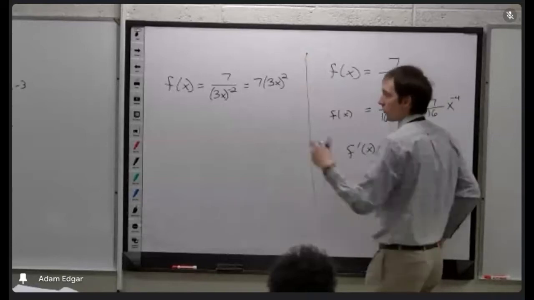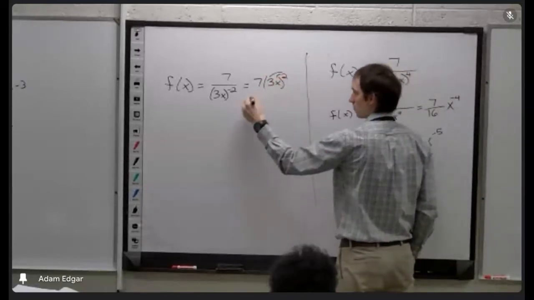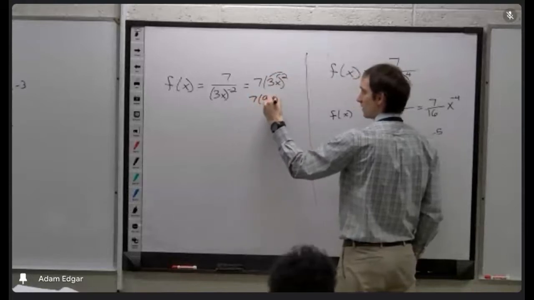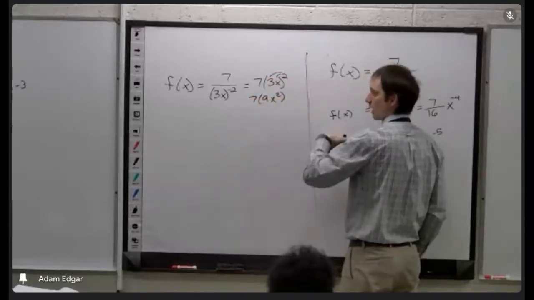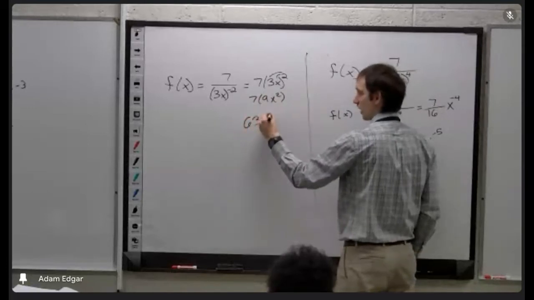Then you can distribute this through and say this is 3 squared and x squared. 3 squared is 9, so you have 9x squared. And 7 times 9 is 63x squared. And what is this so far?